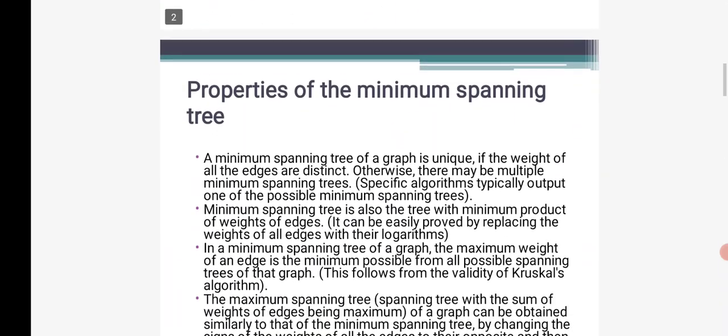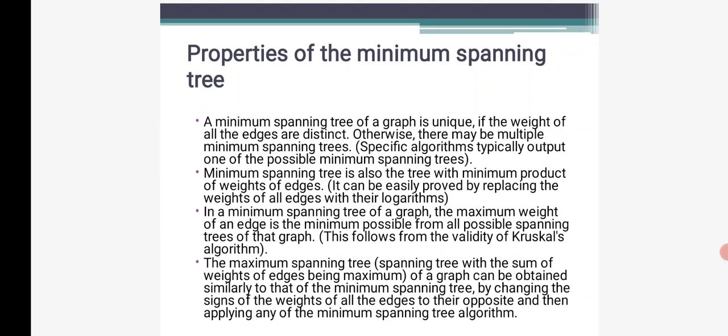We have specific properties for minimum spanning tree. All minimum spanning trees of a graph are unique if the weights of all the edges are distinct. There may be multiple minimum spanning trees if similar edge weights are found. A minimum spanning tree is also a tree with minimum product of weights of edges. This can be easily proved by replacing the weights of all the edges with their logarithms.